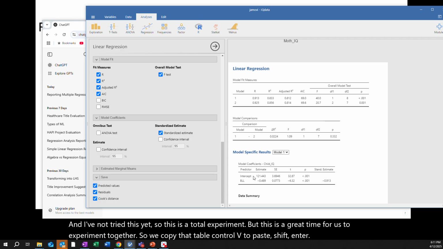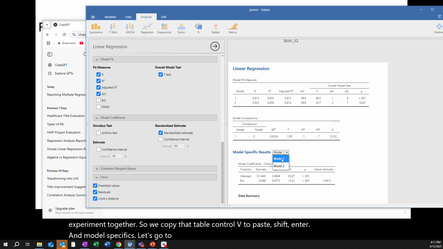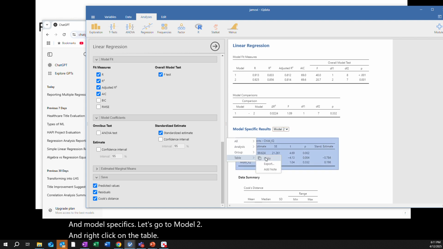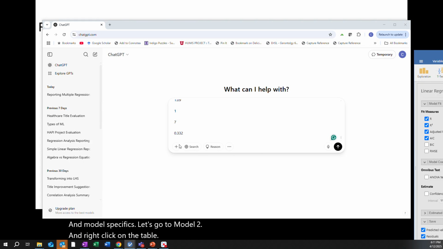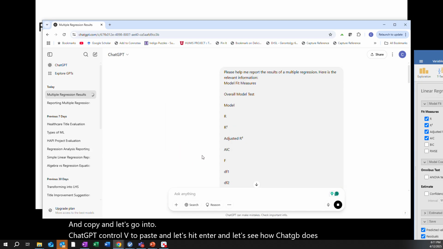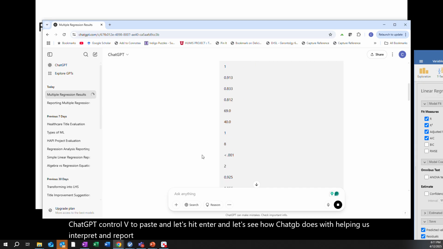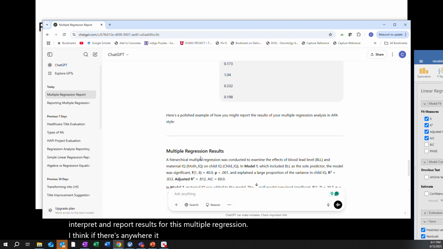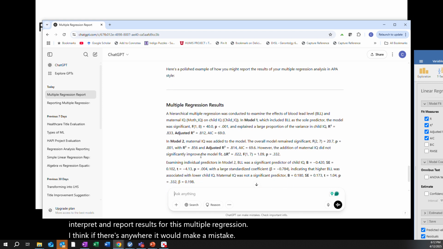and model specifics. Let's go to model 2 and right click on the table and copy, and let's go into ChatGPT, Control V to paste, and let's hit Enter. And let's see how ChatGPT does with helping us interpret and report results for this multiple regression. I think if there's anywhere it would make a mistake, it might be here because this is getting more complex.